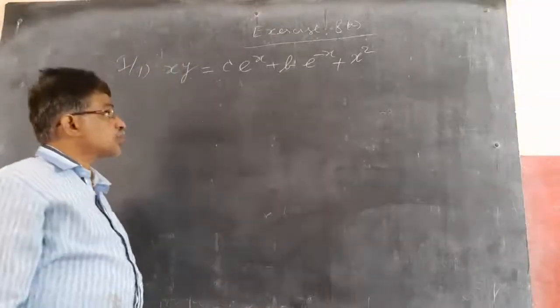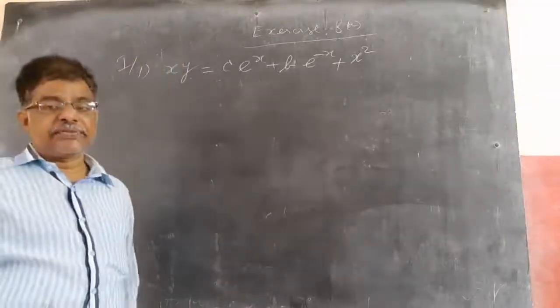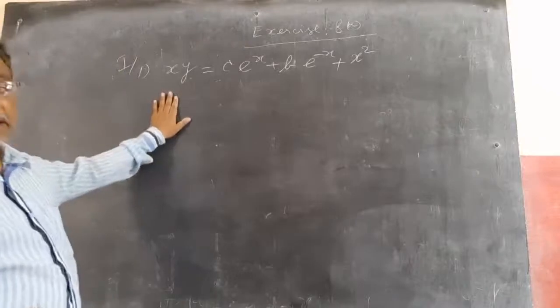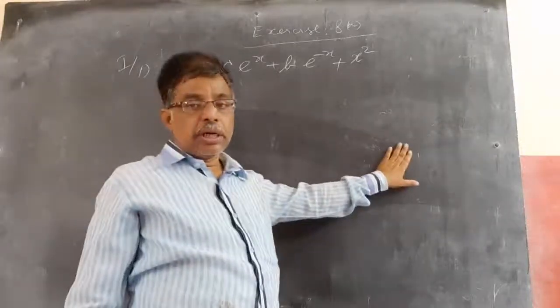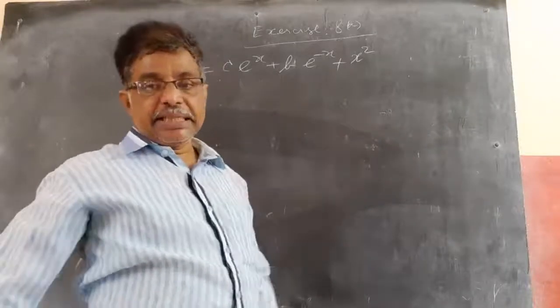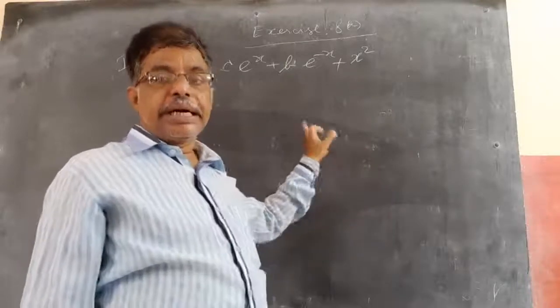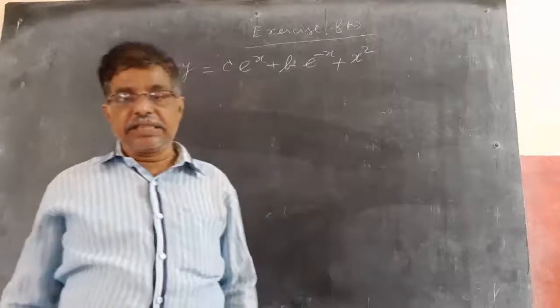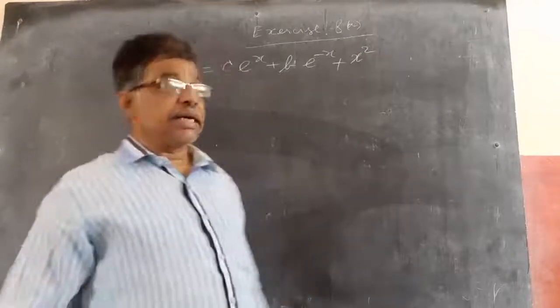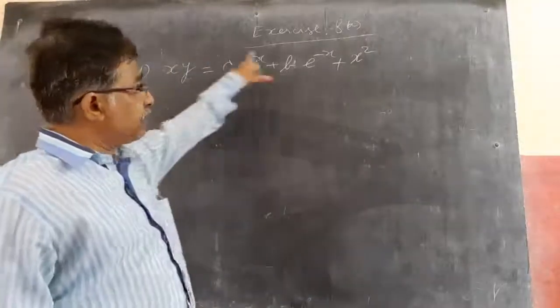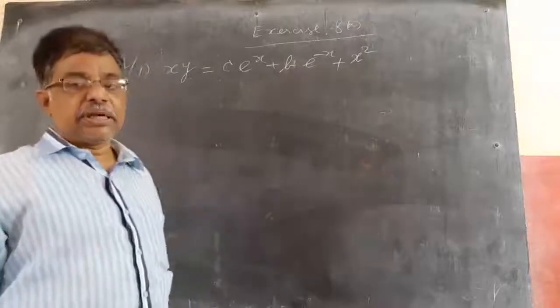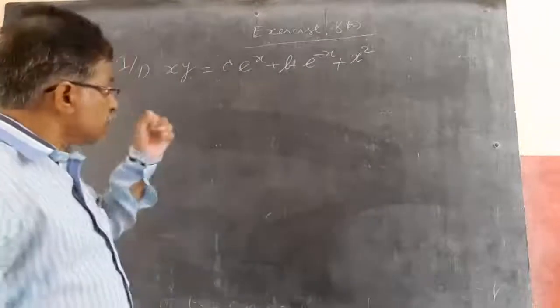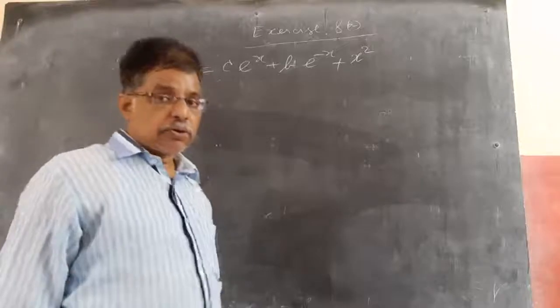Now, find the order and degree of the equation. Means they are giving the general solution and asking for the order and degree. Means you need to convert into the differential equation first. Then you need to find the order and degree. This is the first sum in our exercise 8a. How to find the order and degree.